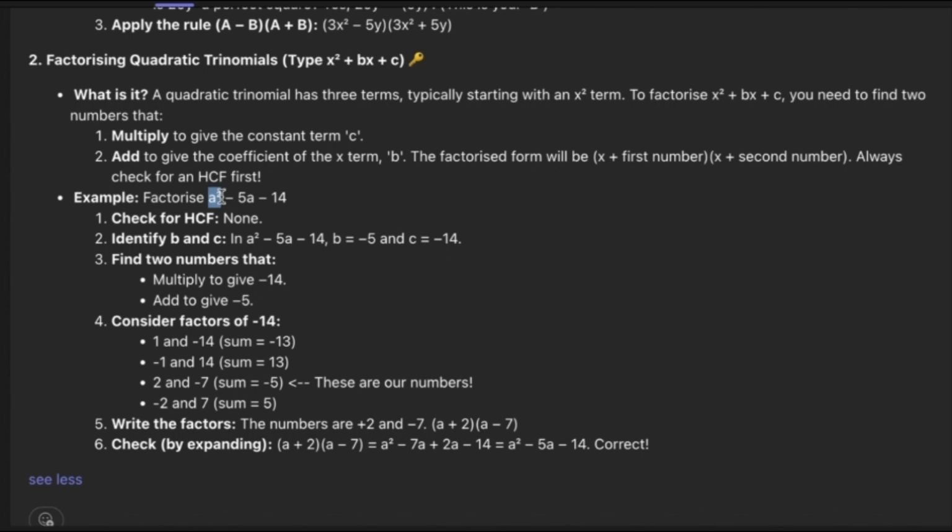For example, we have a squared minus 5a minus 14. Is there a highest common factor? No. Now, we need to ask ourselves, what times what gave us minus 14? And those same two numbers, when we add them together, give us the number in the middle. Now we must be careful because we have a minus here, and the only way we can multiply two numbers to get a minus is if one of them is positive and one of them is negative.